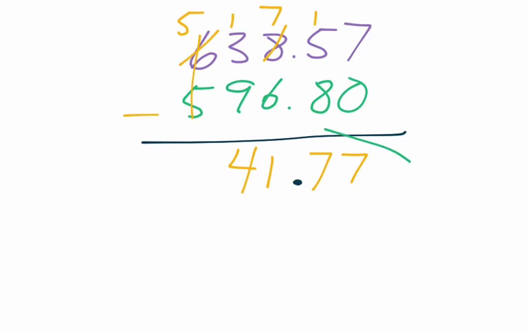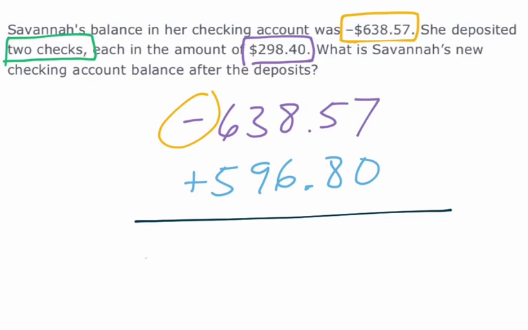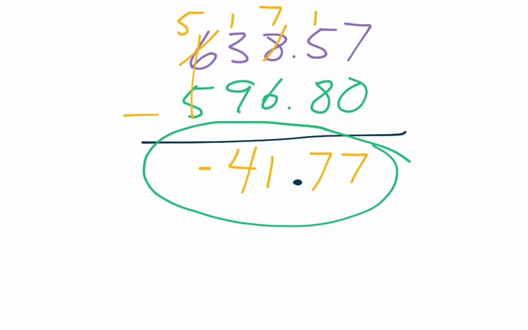And the answer is going to be negative, don't forget to put it, I almost did there, negative 41.77, because she still didn't get enough money with those 2 checks to get all the way out of her debt, which is that negative 638. So negative 41.77 is still the remaining amount that would be in her checking account.